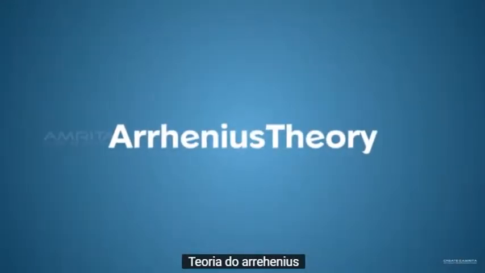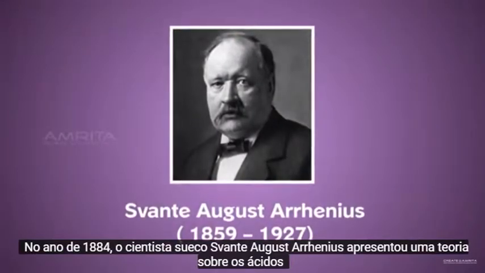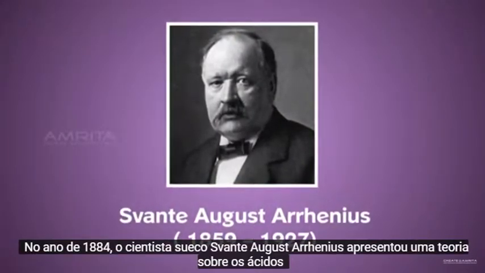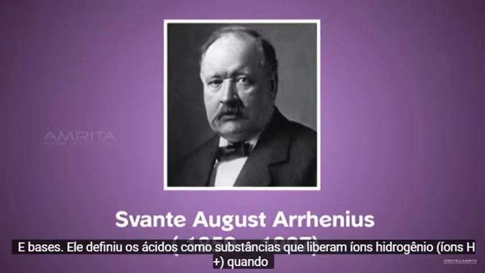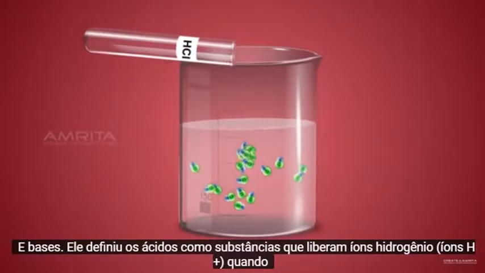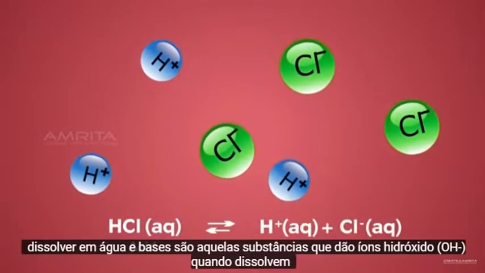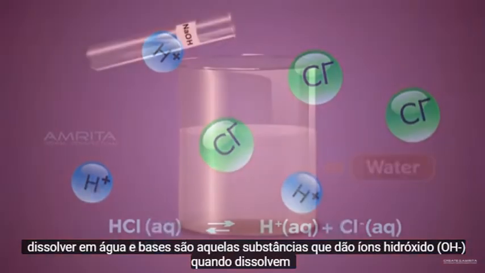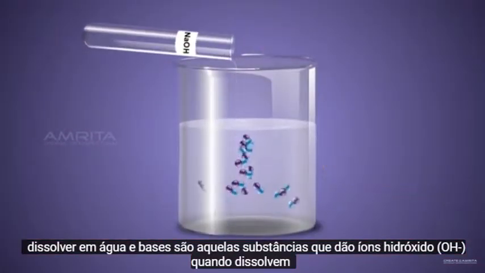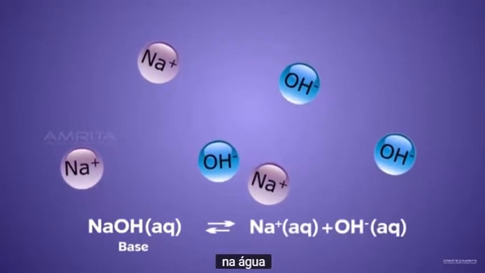Arrhenius theory. In the year 1884, Swedish scientist Svante August Arrhenius introduced a theory on acids and bases. He defined acids as those substances which release hydrogen ions or H+ ions when dissolved in water, and bases are those substances which give hydroxide ions or OH- when dissolved in water.